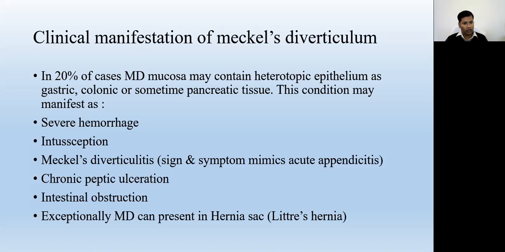Next, the problem that occurs due to the Meckel's diverticulum is severe hemorrhage. If somehow the Meckel's diverticulum gets obstructed, or inflamed, or gets ulcers, those ulcers may bleed, that may cause hemorrhage, and that presents as melena.